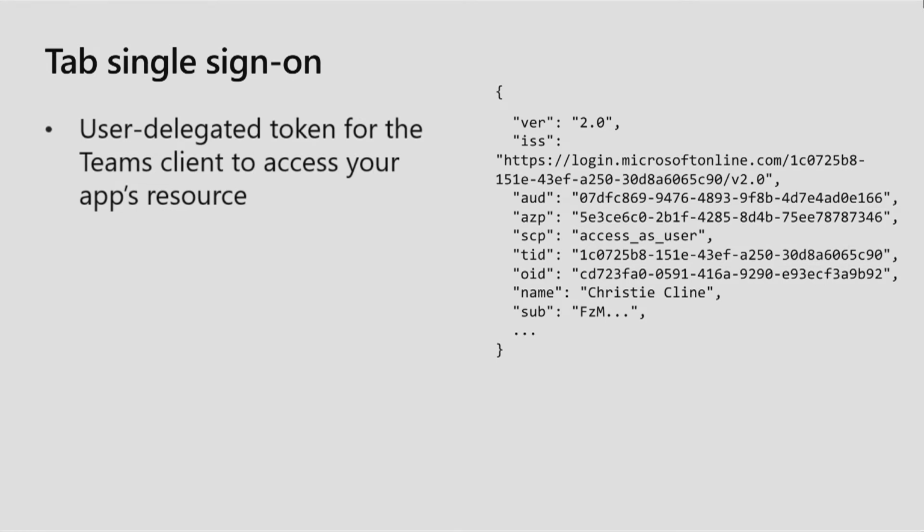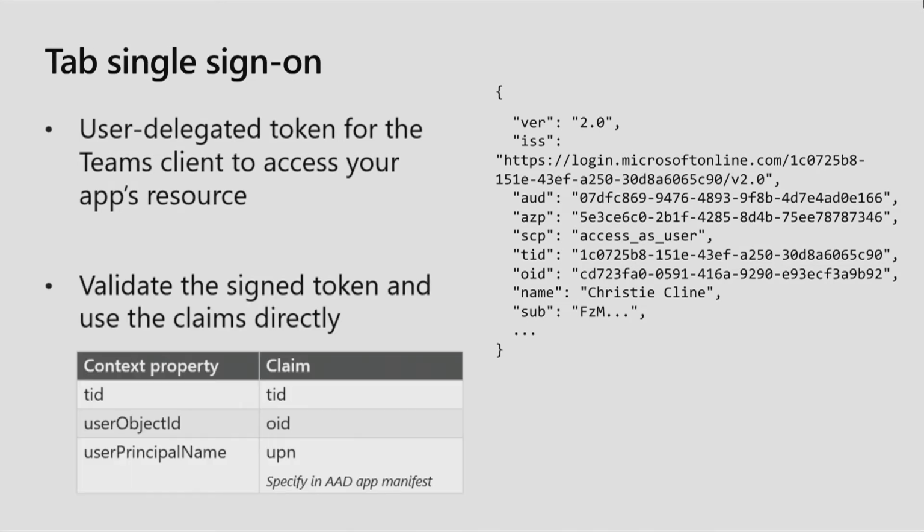It's a signed token, a signed JSON Web Token, signed by Microsoft, and so you can validate that on your server APIs. Your app can pass that to your API, validate the signature, and then use the claims in the token to verify the tenant ID, user object ID, and user principal name that you got inside the context. So that would be how you would do that securely.